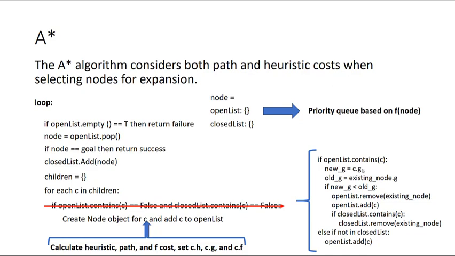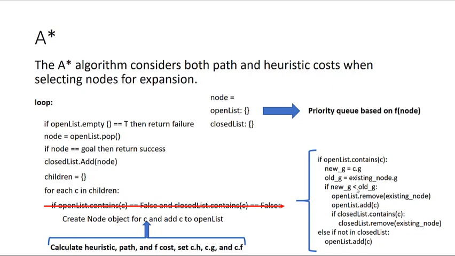But if we get up here and we find that this node is already in the open list, then what we're going to do is compare the G cost, or the path cost. So we're going to set new G equal to our current node's path cost, and then we're going to set old G equal to the existing node's path cost. So the existing node is the node that is already in the open list that has the same value as C. So then we're going to compare them.